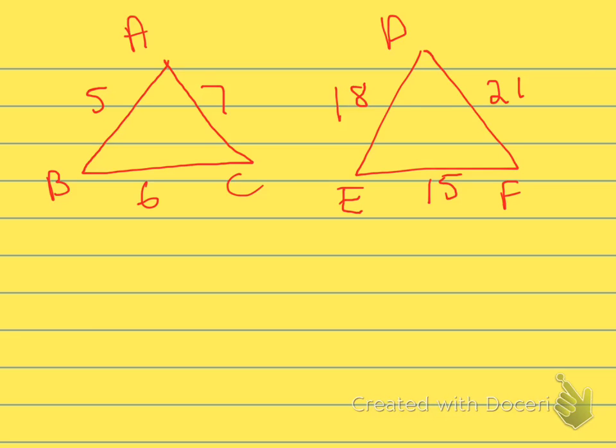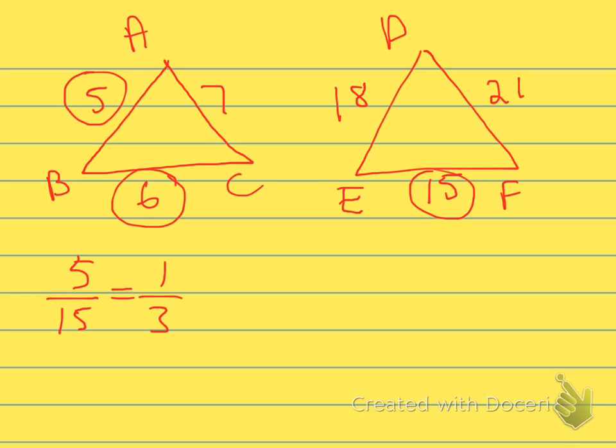You're going to take the smallest side of triangle ABC, which is the 5, and divide it by the smallest side of triangle DEF, which is the 15. 5 over 15 reduces to 1 over 3. Now take the middle size side of ABC, which is the 6, divide it by the middle size side of triangle DEF, which is the 18. 6 divided by 18 reduces to 1 over 3.